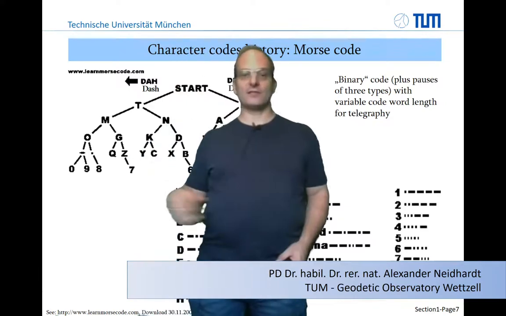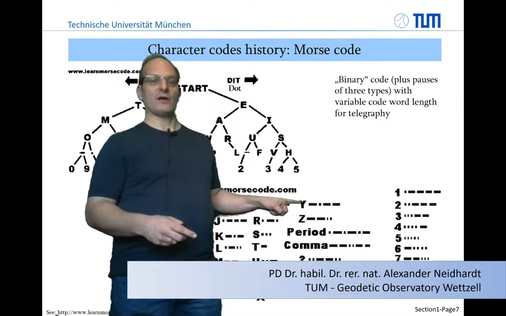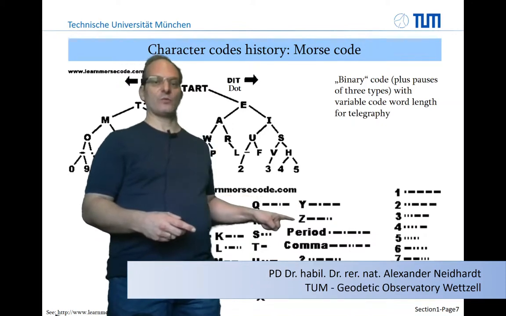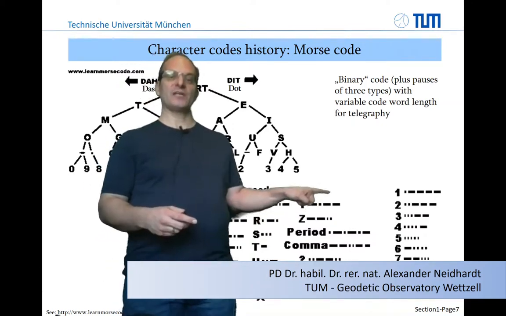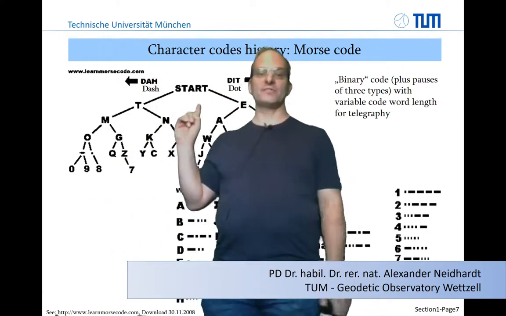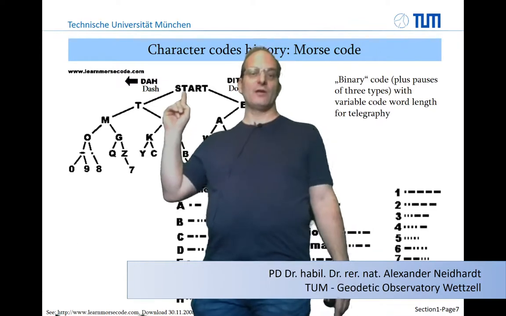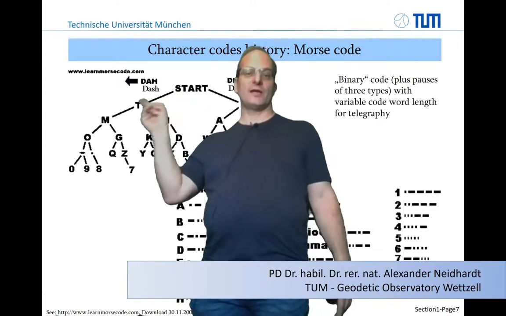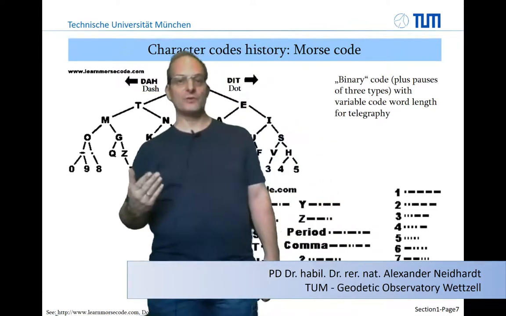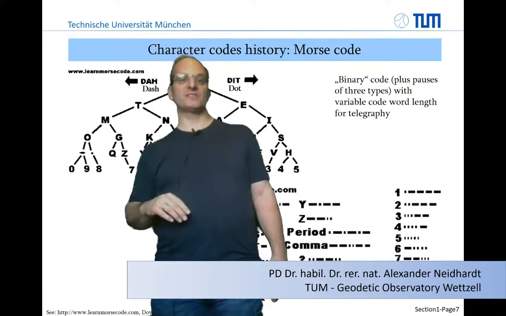One is the lookup table, which is here, where you have the alphanumeric characters on the one side and the representation in Morse code on the other side. Or we took this representation, which is just a representation of a lookup table where you just follow in the different direction according to the character representation of the Morse code.